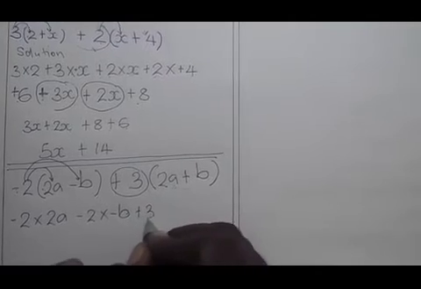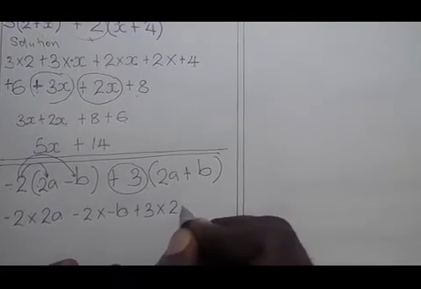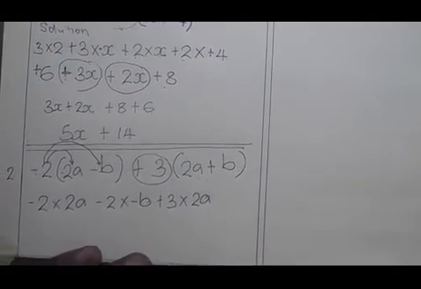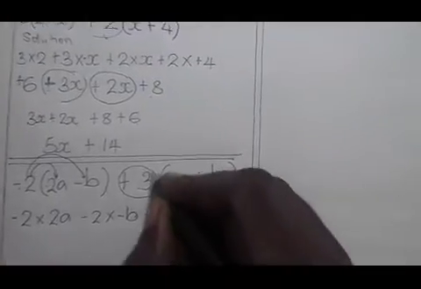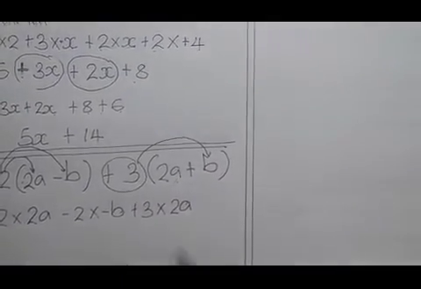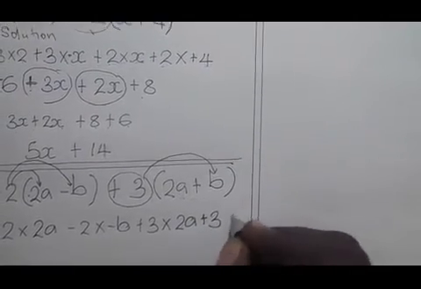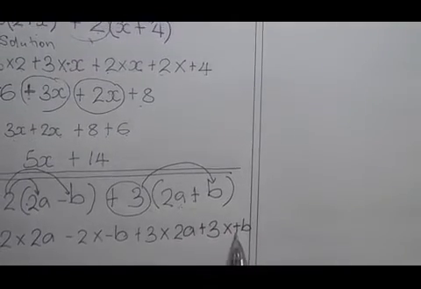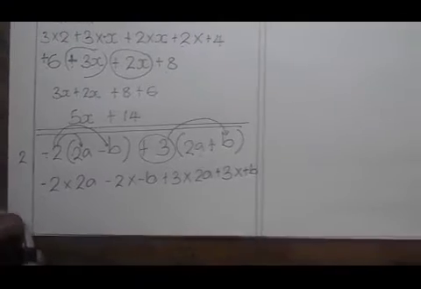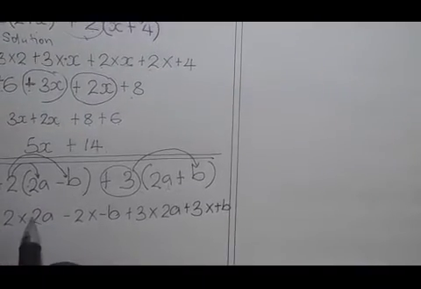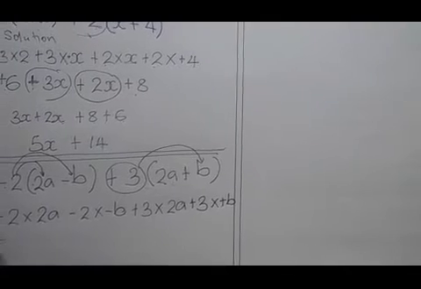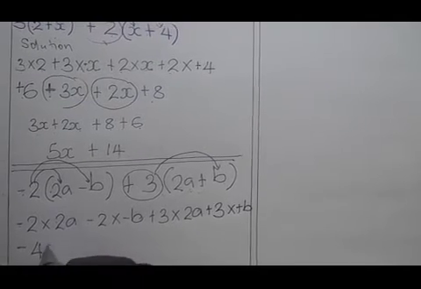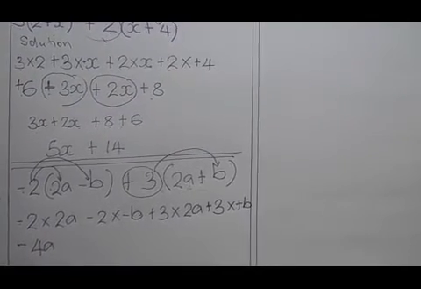So positive 3 times a positive 2a, because 2a does not have any sign, which means it is a positive number. The same positive 3 times the b. Positive 3 times a positive b. b has a sign before it, which is positive, so it comes with it. So we come here and simplify this. What is negative times positive? Remember, we get a negative. And what is 2 times 2a? We get 4a. So it gives us a negative 4a.